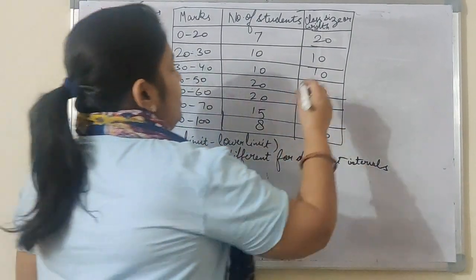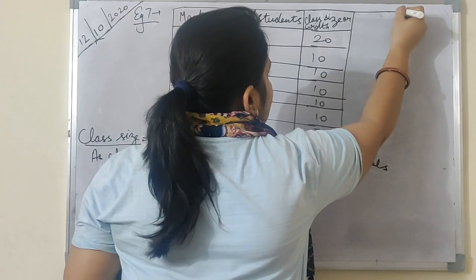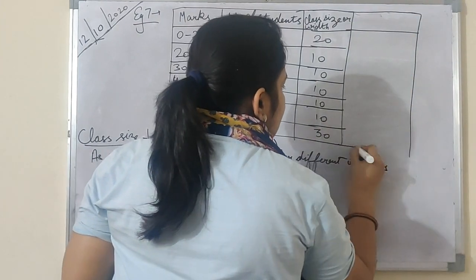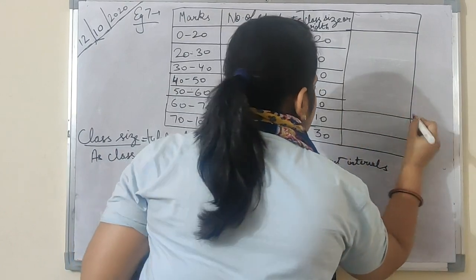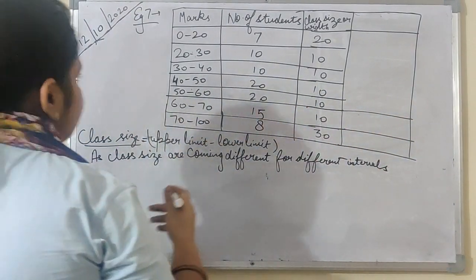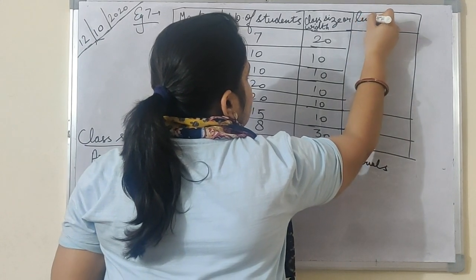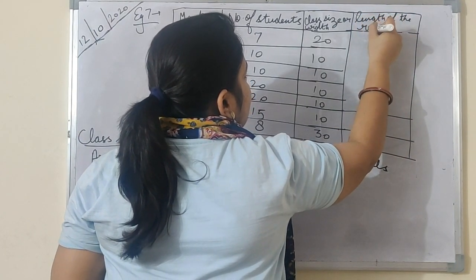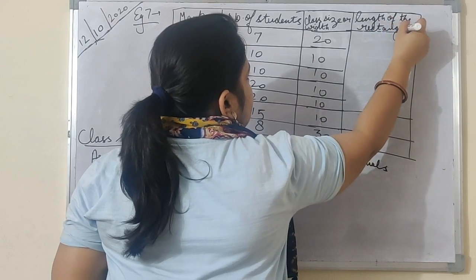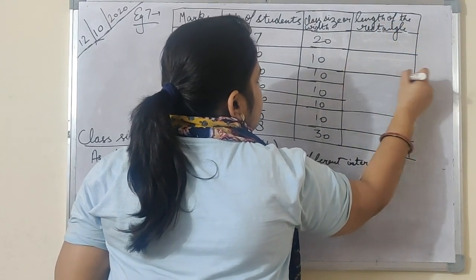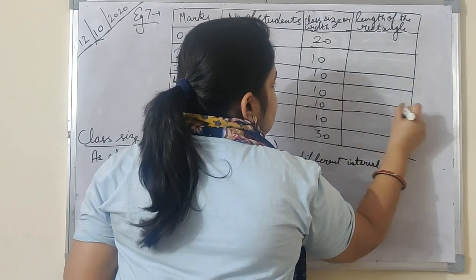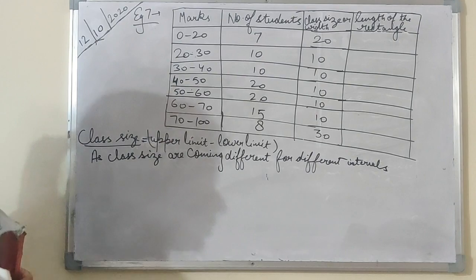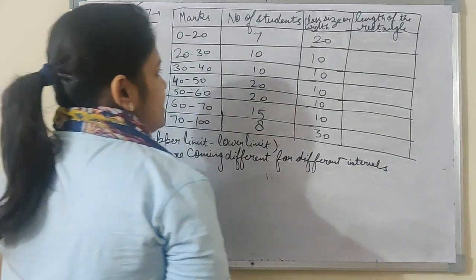Okay, now in the new table, what will we be adding? We will be adding the length of the rectangle, we can say. So now for whatever graph we are making, this length of the rectangle we will be representing on the y-axis, and these marks we will be representing on the x-axis.